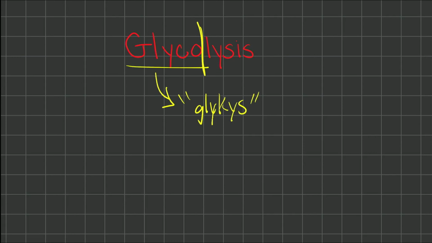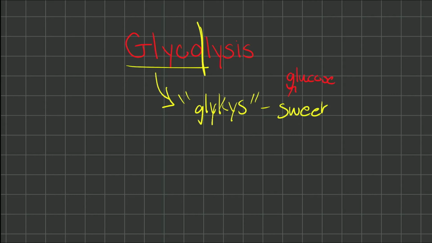word glycolysis, we have this first part of our word, glyco. Glyco can be derived from our Greek word known as glycus. What glycus means is sugar or sweet. And typically, sweet in biology, at least as far as I'm aware, is going to refer to a sort of sugar or polysaccharide. And in this case, it's going to be referring to glucose.